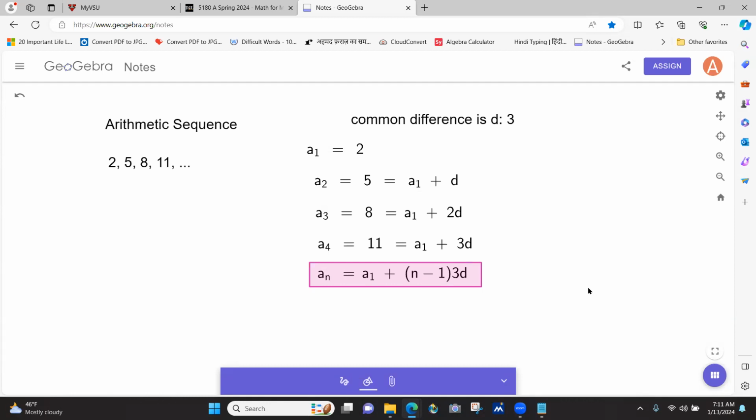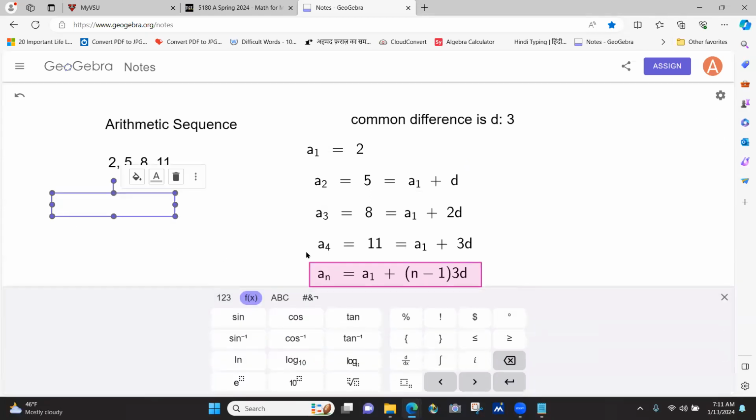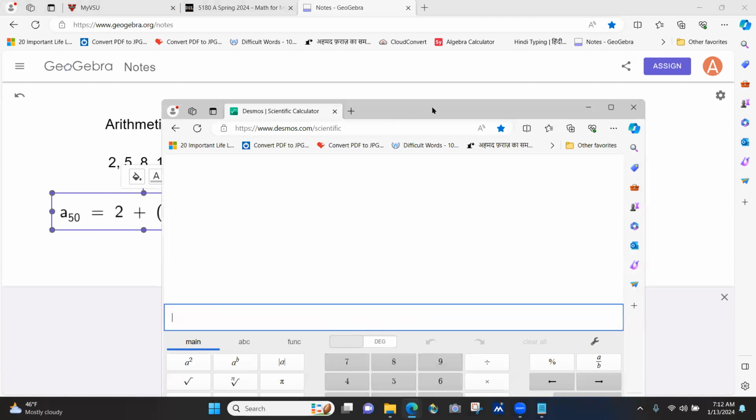For instance, if I ask you to find the 50th term, and you don't want to find all the terms in between, because it's going to be a waste of your time. According to this formula and our argument, the 50th term will be the first term plus not 50, but 49 times d. And d turns out to be 3, and I'm going to use my calculator if you don't mind. 49 times 3.